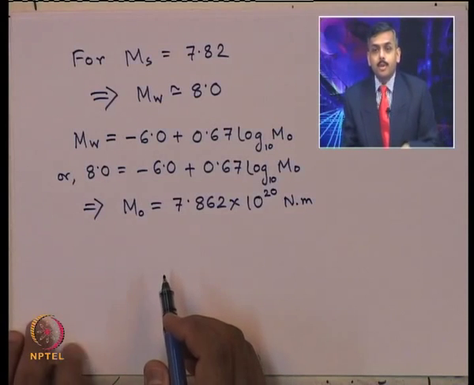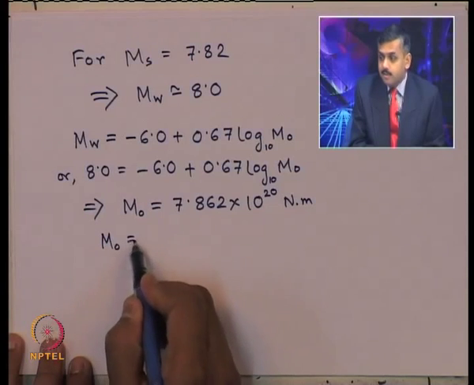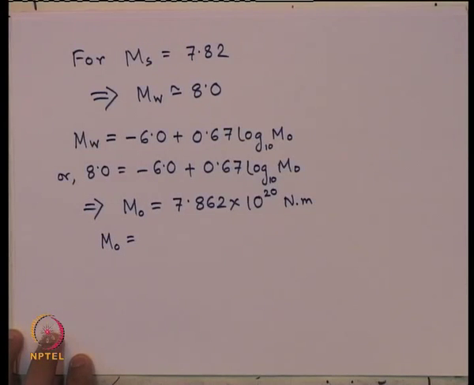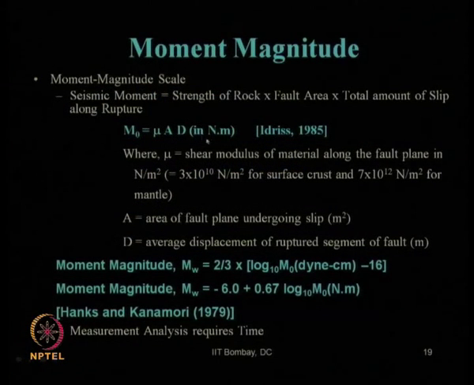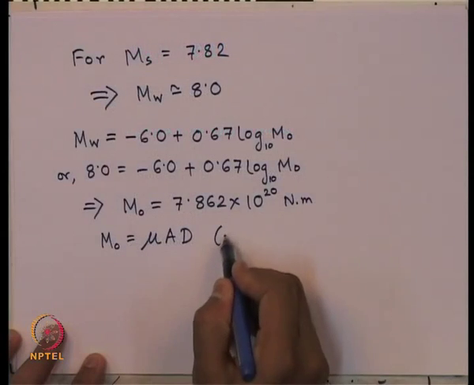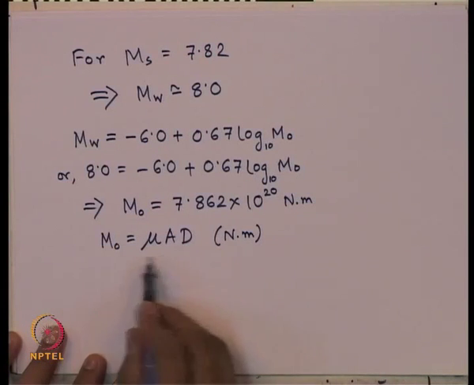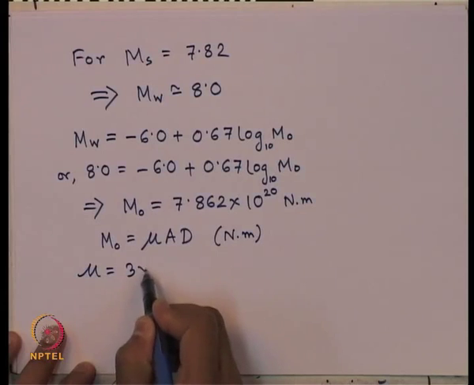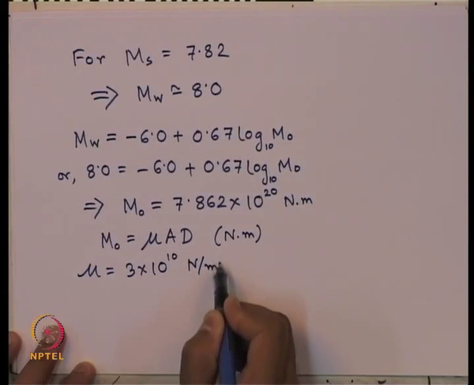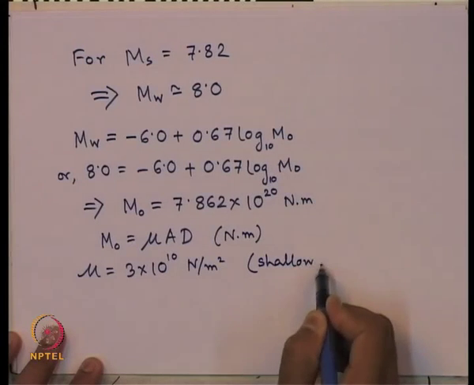Now, what is the expression for M naught as given by Seed and Idris? Let us look at the slide once again. M naught equals mu A D in Newton meter, and the value of mu, the shear modulus, is 3 into 10 to the power 10 Newton per meter square for the surface crust. And this is a shallow earthquake, as mentioned in the problem statement. So, M naught is mu A D. Let us calculate on this page, where mu is known to be 3 into 10 to the power 10 Newton per meter square for a shallow earthquake.